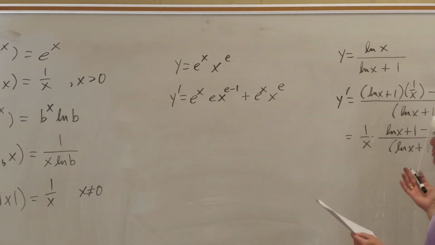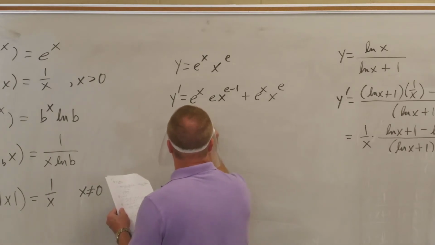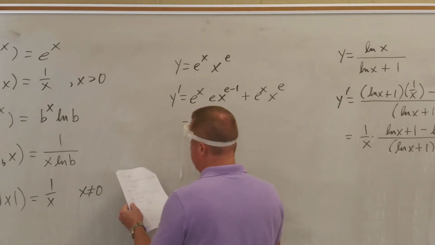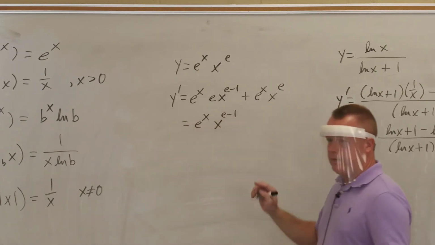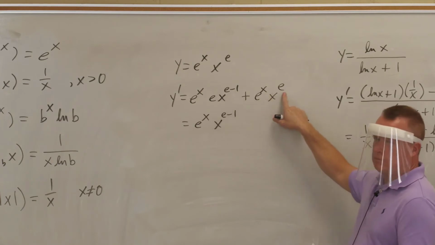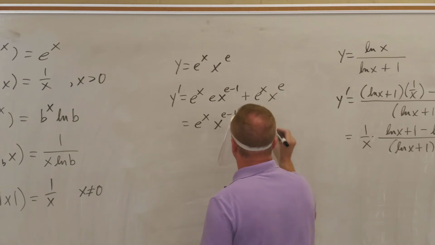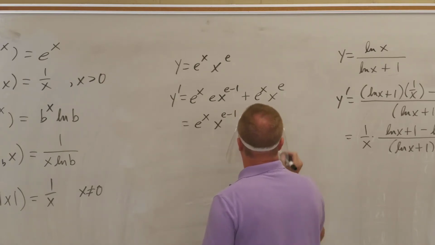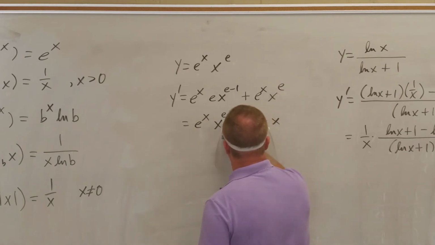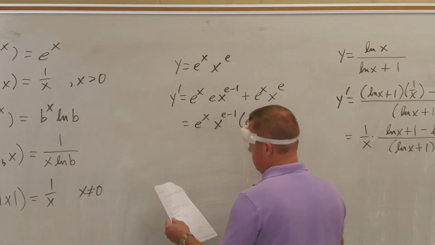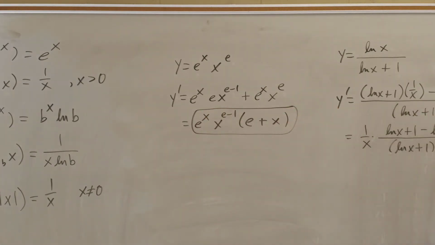That answer is fine with me. You could factor out an e to the x, and you could factor out an x to the e minus 1, because e minus 1 is the smaller exponent than e. So you would get e plus x, if you do e minus 1, you just get x to the first there. So that would be a factored form of the answer.